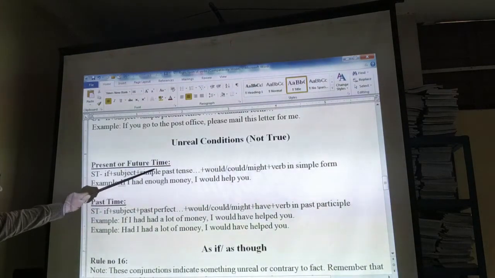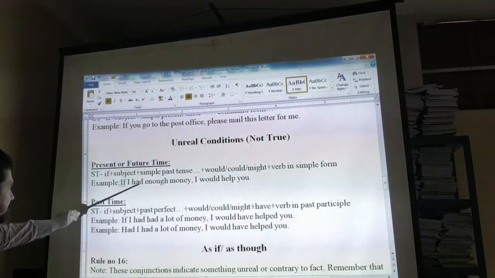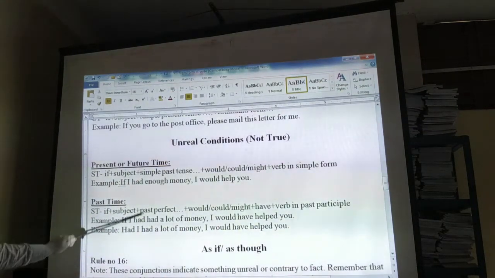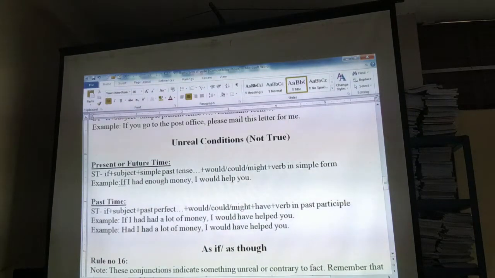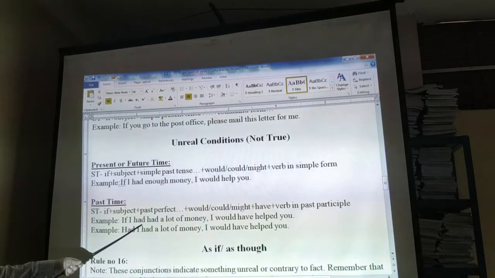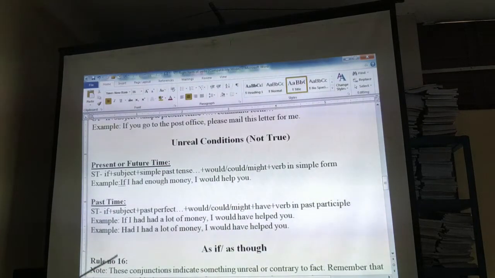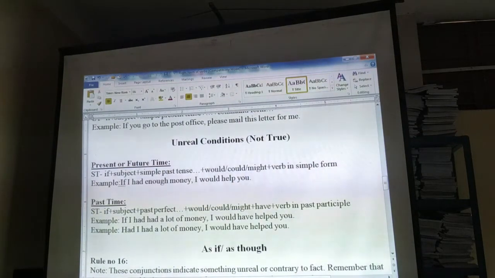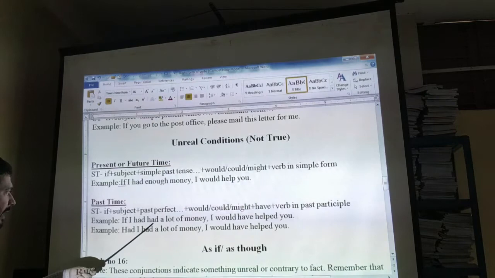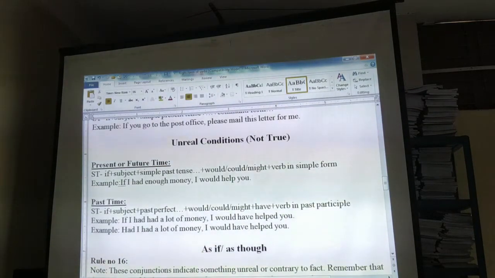See the past time. This one occurs in present time, and this one occurred in the past. See the example: if I had had a lot of time. The first had is an auxiliary, and the second had is a main verb here. I have told you that the past participle form of the word have is had.